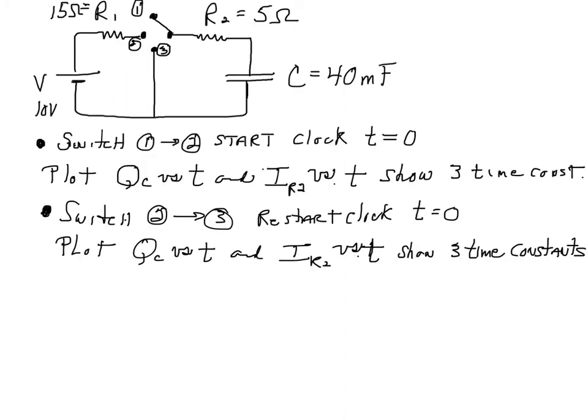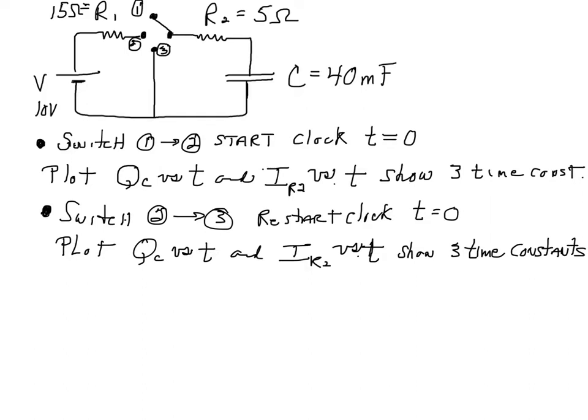Okay, here's a simple RC circuit. A voltage source, two resistors, a three-way switch, and a capacitor. The switch is open for starting, and the capacitor is uncharged.